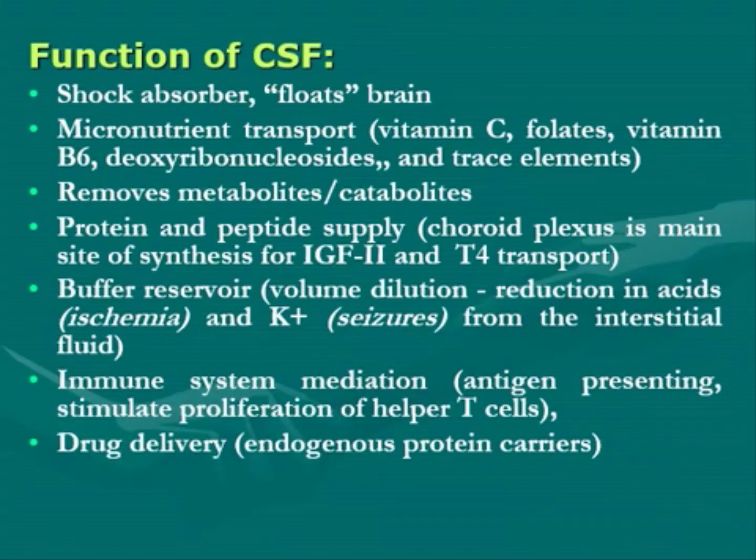What about the function of the CSF? The CSF is considered a shock absorber. The brain floats inside the CSF. There is micronutrient transport inside the CSF like vitamin C, folate, vitamin B6, deoxyribonucleosides, and trace elements. The CSF removes the metabolites and catabolites from the brain cells. The protein and peptide supply are inside the CSF. There is a buffer reservoir for the CSF. It is a volume for dilution, reduction of acid in cases of ischemia, and of potassium in cases of seizures.